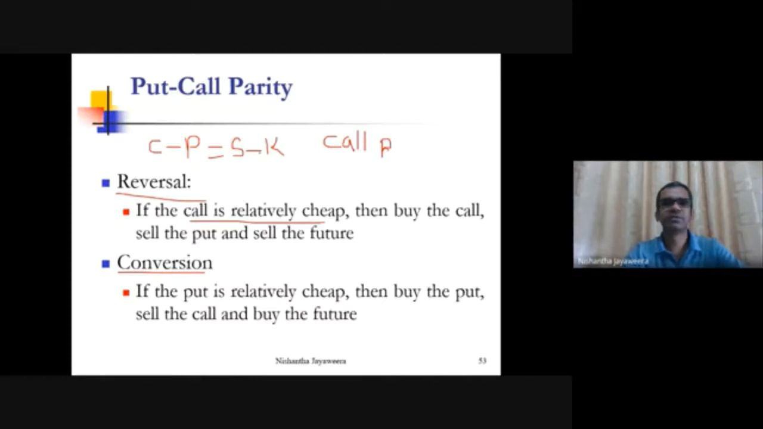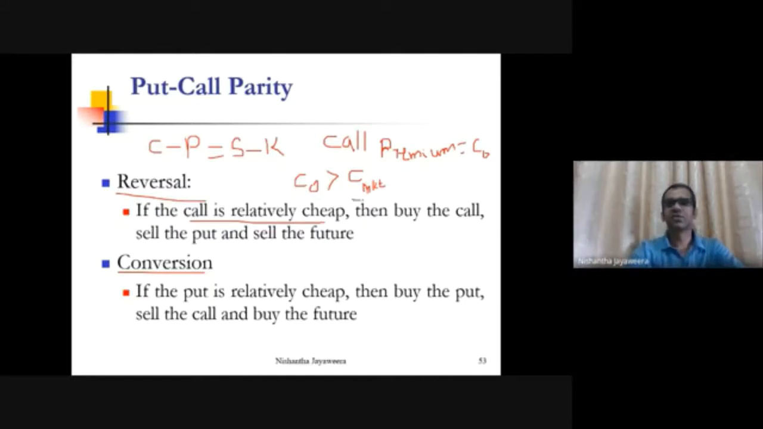according to this put call theory. Say it is C naught. If this C naught is higher than the call premium at the market, what does it mean? In the market, the call option is cheap. Then what do you have to do? Go to the market, buy the call option.